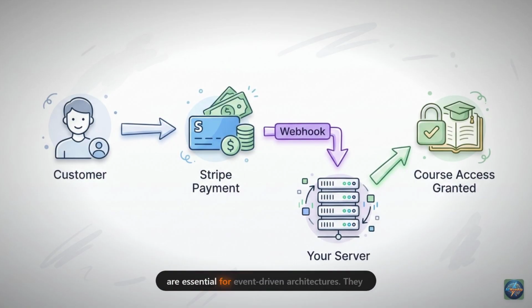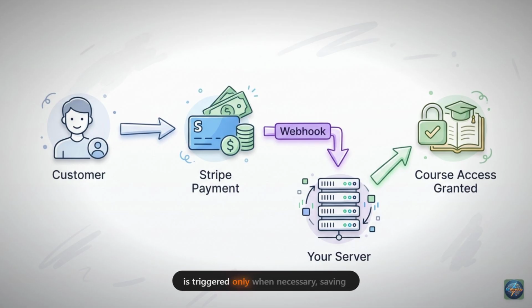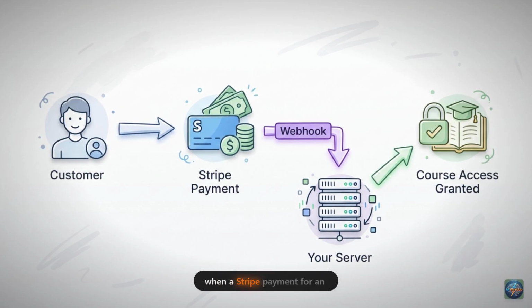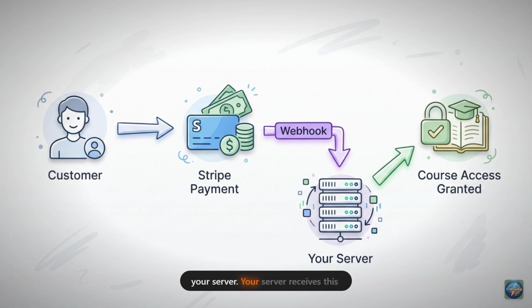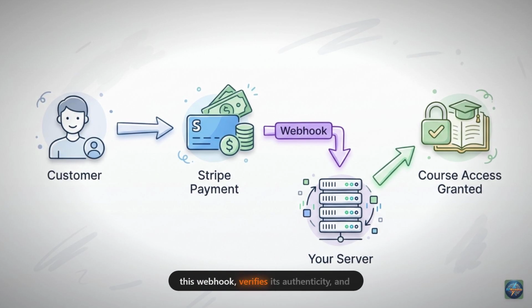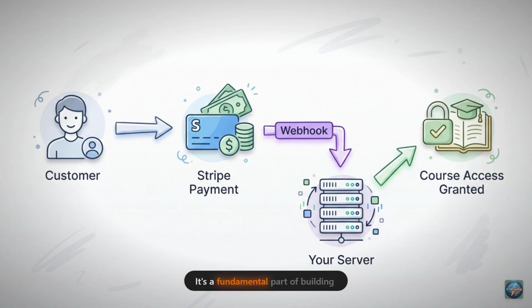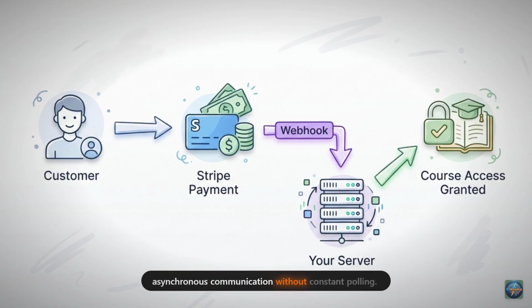Webhooks are essential for event-driven architectures. They ensure your business logic is triggered only when necessary, saving resources and reacting instantly to real-world financial events. For example, when a Stripe payment for an online course is successful, Stripe sends a webhook to your server. Your server receives this webhook, verifies its authenticity, and then automatically grants the customer access to the course content. It's a fundamental part of building fault-tolerant systems, allowing for asynchronous communication without constant polling.